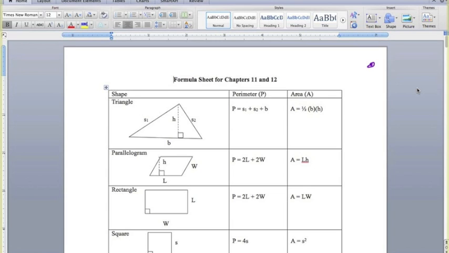Perimeter means the lengths around the edges. So as a general idea for perimeter, we're just adding up the lengths around all of the edges. And then we have our various area formulas for different figures. Parallelogram might be something new. Again, in terms of perimeter, we're adding up around the sides.